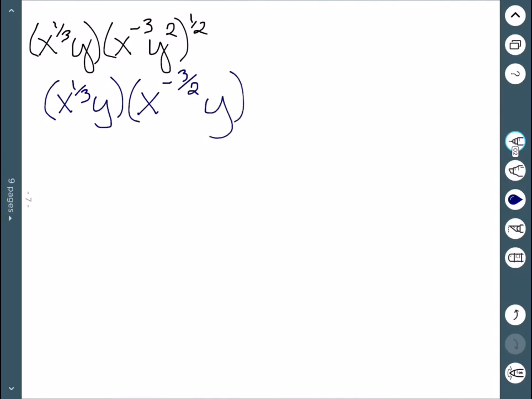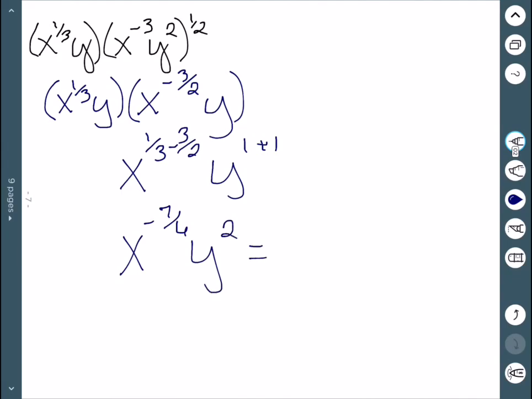And I can now look individually at different letters. This will be x to the 1/3 minus 3 over 2. And then y to the 1 plus 1. This gives me x to the -7 over 6, y squared, which can also be written as y squared over x to the 7 over 6.